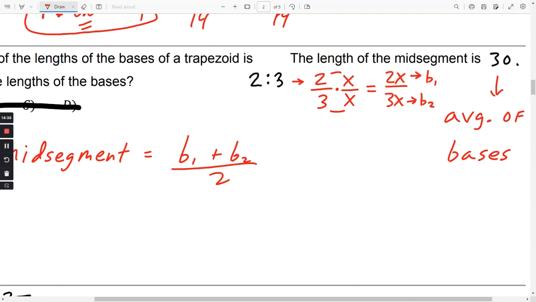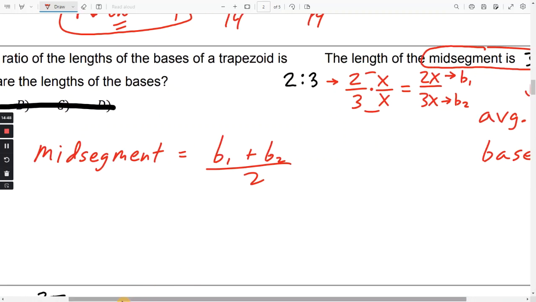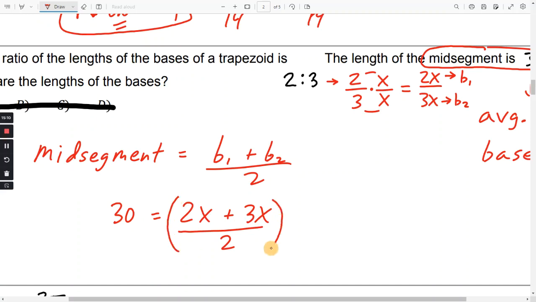Alright, anyhow, it said in the problem the mid-segment is 30. So I'm going to plug in 30 for the mid-segment. Alright, in place of mid-segment, that's 30. b1 is going to be 2x, and b2 is going to be 3x, and those are divided by 2. So what's the opposite of dividing by 2? Times 2. So I'm just going to do times 2 on both sides.